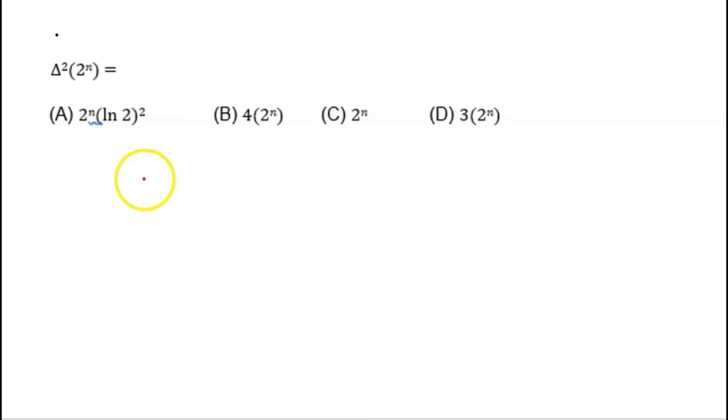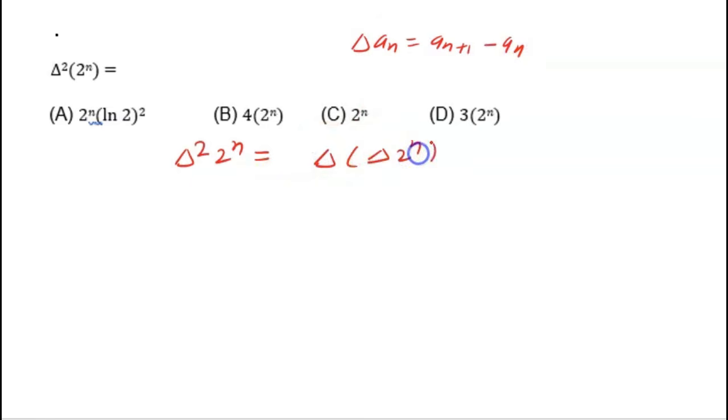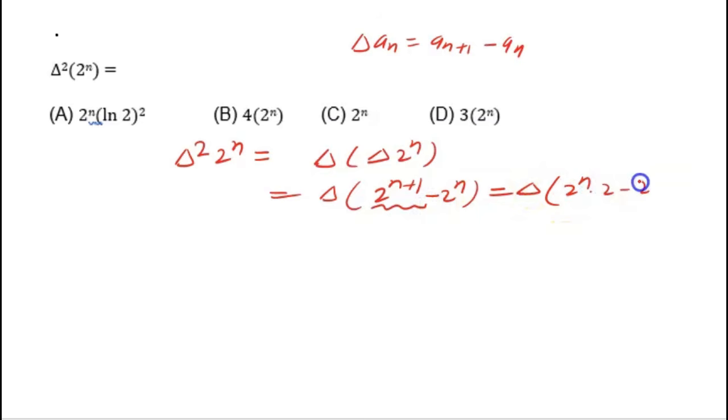So delta square, there are two ways to solve this question. We are going to discuss two ways because that will help you. One is using the definition. What is the definition of delta of an? It is an plus 1 minus an. So delta square, if I apply, I can consider it delta of 2 to the power n. Now delta of 2 to the power n is 2 to the power n plus 1 minus 2 to the power n, which can be seen as delta of, and you see this is 2 to the power n into 2 minus 2 to the power n.